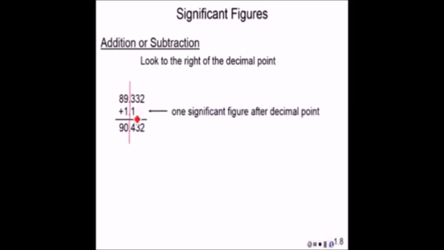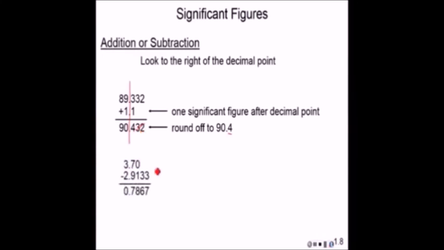Because there's only 1 here, I want to round off my answer so it only has 1. And that's why I rounded off to 90.4. I just dropped the 3 and the 2. Now if this 3 had been a 5, I would have added 1 to the 4 when I dropped it.